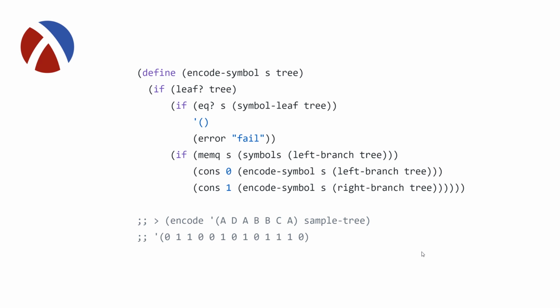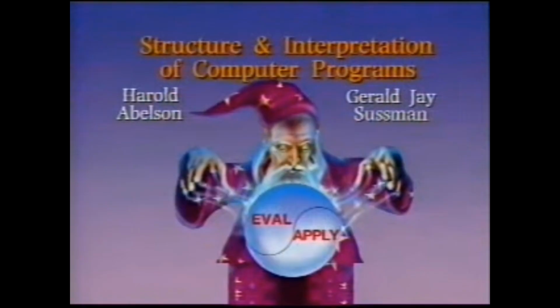So that will give us the corresponding encoding of ADABBCA, which, if you recall, is equal to what we saw in the previous exercise. So that is it for what we're covering from the textbook. At this point, I will make a few comments from MIT lecture 3B, which covered symbolic differentiation.